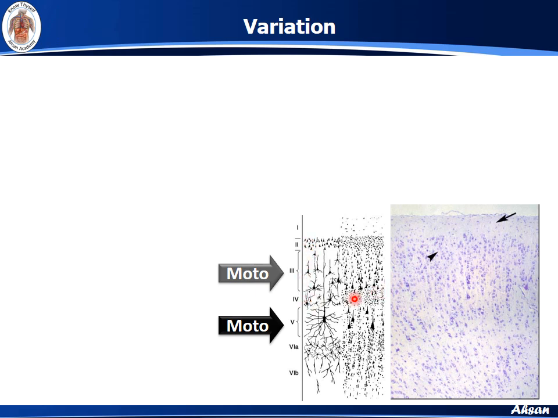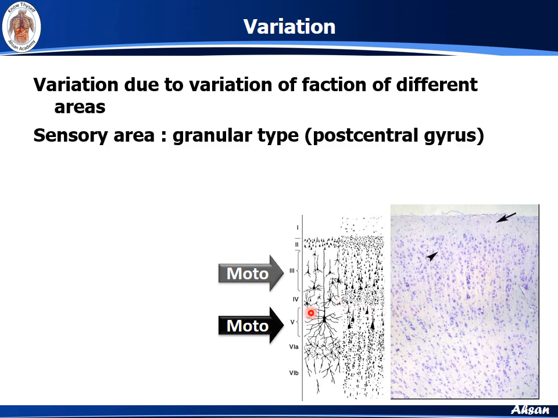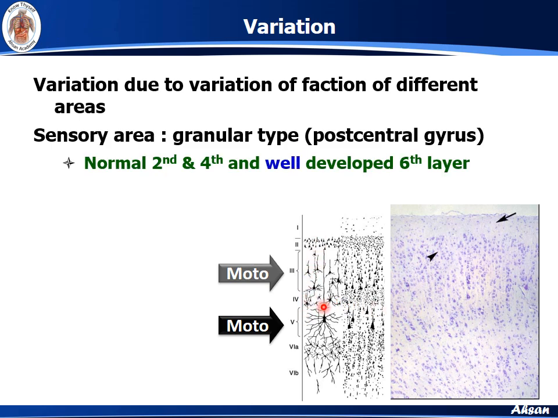They contain mostly the stellate cells, which represent the sensory area. So in the sensory area, we will find a relatively thicker second and fourth layer, and a relatively less developed or even very ill developed third layer and fifth layer.